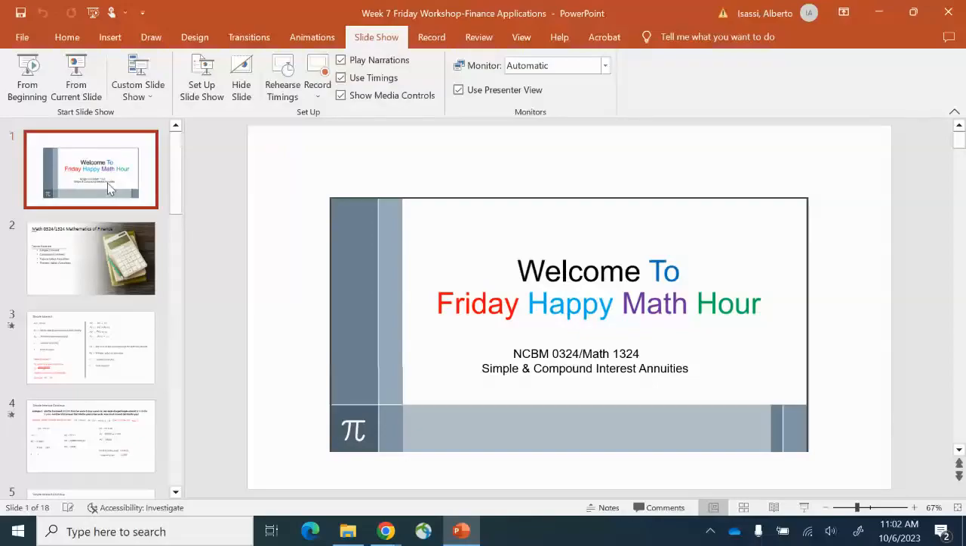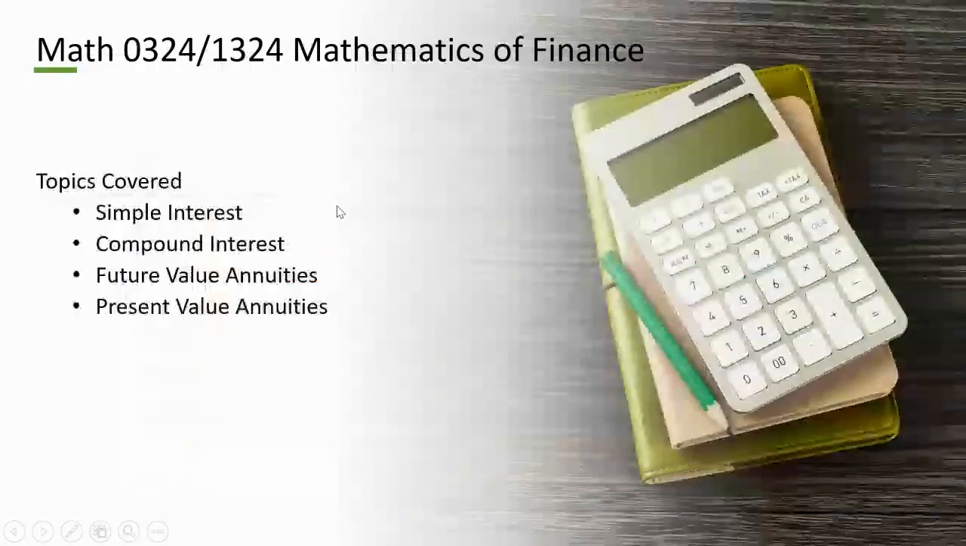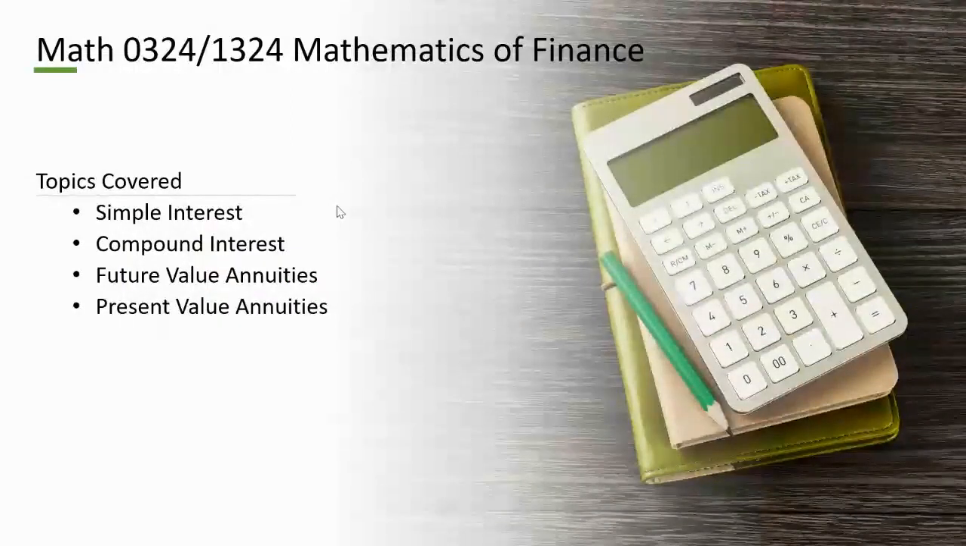Simple and compound interest. Okay, let me start from the beginning. Here we go. Okay, this is for Math 0324 and 1324, Mathematics of Finance. Topics covered for today are simple interest, compound interest, and future value annuities and present value annuities. So let's begin with topic number one, simple interest.